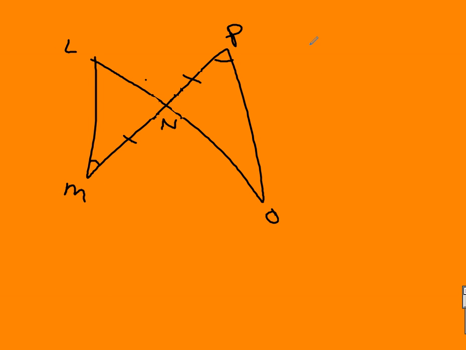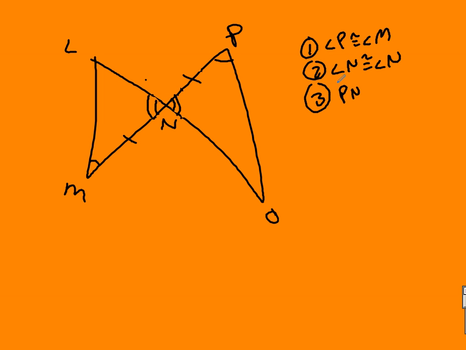In this one, we know that angle P is congruent to angle M. We know that angle N is congruent to itself because these are vertical angles in here, so I can mark them as such. And the segment I know is PN congruent to MN. So, by angle side angle, I can say triangle LMN congruent to triangle OPN.